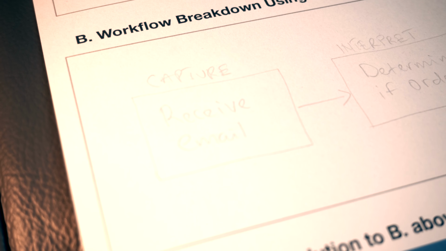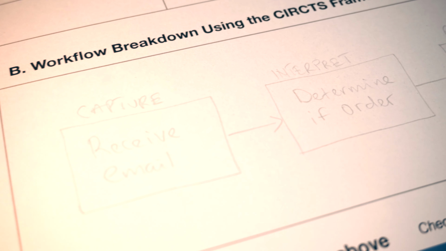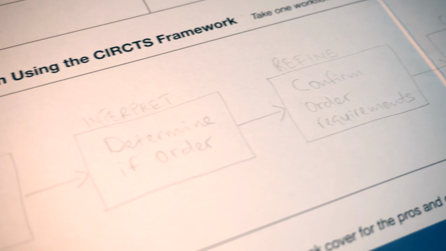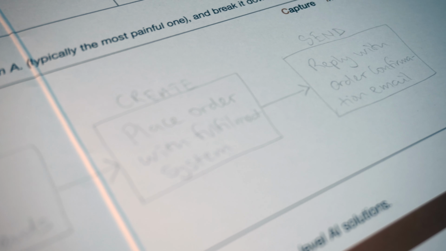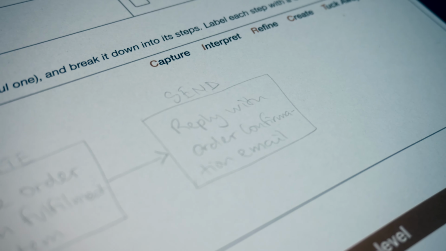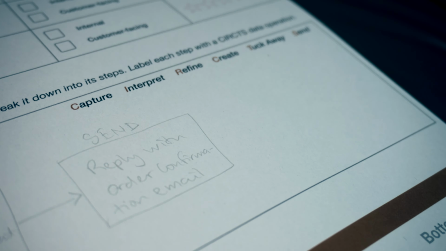Now, the data operations: as part of the workshop, they learn about the circuits framework, where it helps them see their business as a data machine, where you have data activities like capturing data, interpreting data, refining data, creating data, tucking data away, and sending data. So when they break down the most painful workflow, they label each step with a data operation from the circuits framework.